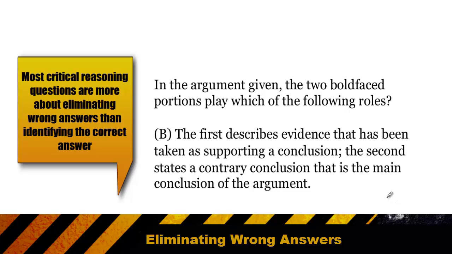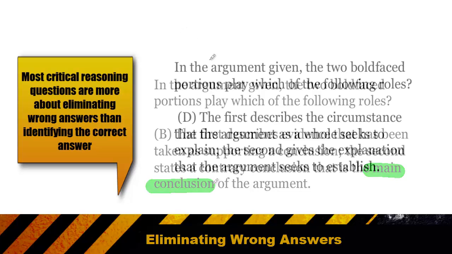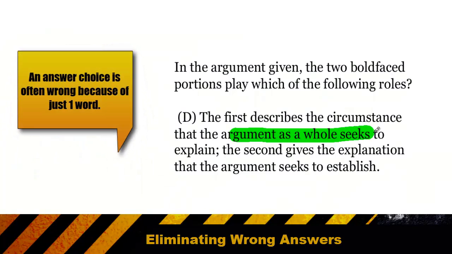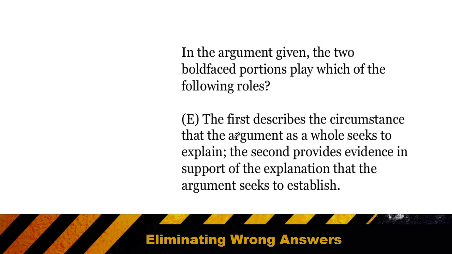Answer choice B is easy to eliminate because it says the second bold was the main conclusion of the argument. And we know the conclusion of the argument wasn't even bolded. Answer choice D says the first describes a circumstance the argument as a whole seeks to explain. And while you might think there are parts of the argument that were doing some explaining, if we think back to the conclusion, it was simply that some people were too optimistic. So the goal of the argument was not to explain anything, but just to conclude that some people might be wrong. By the same logic, we can say E is out as well because the goal was not to explain anything.